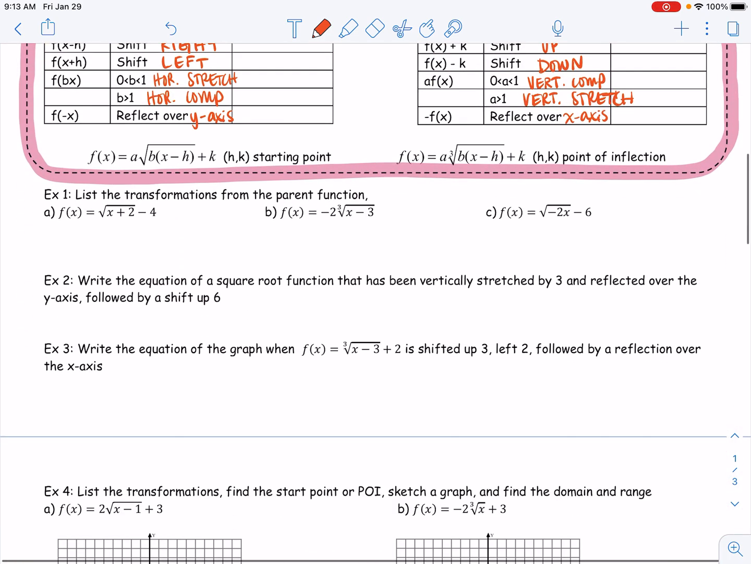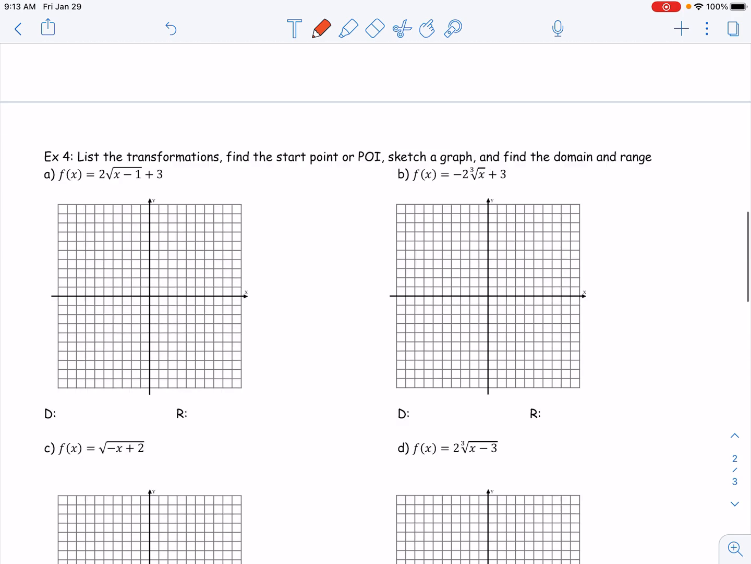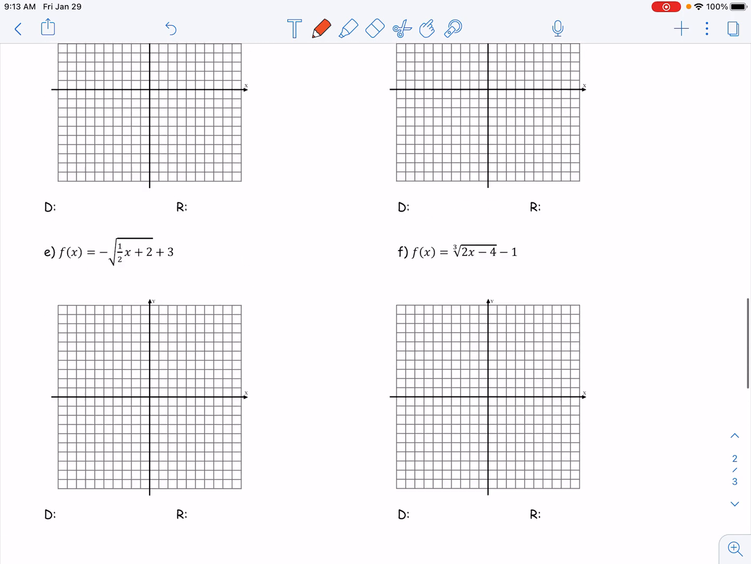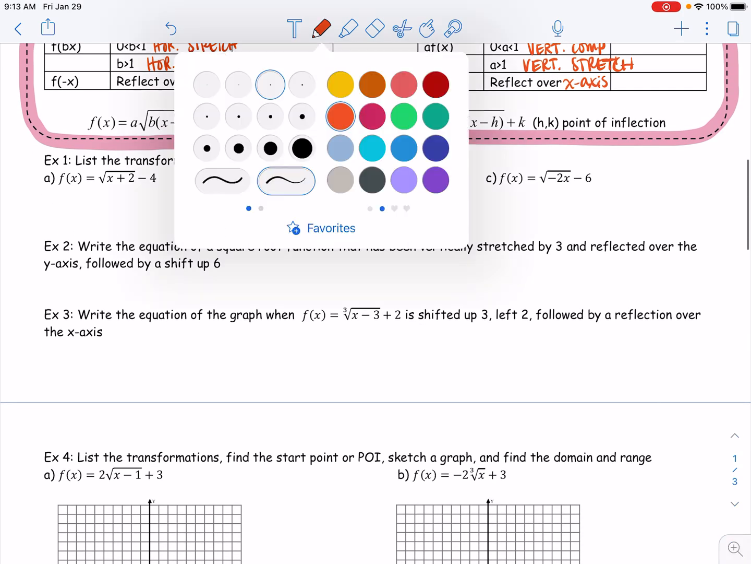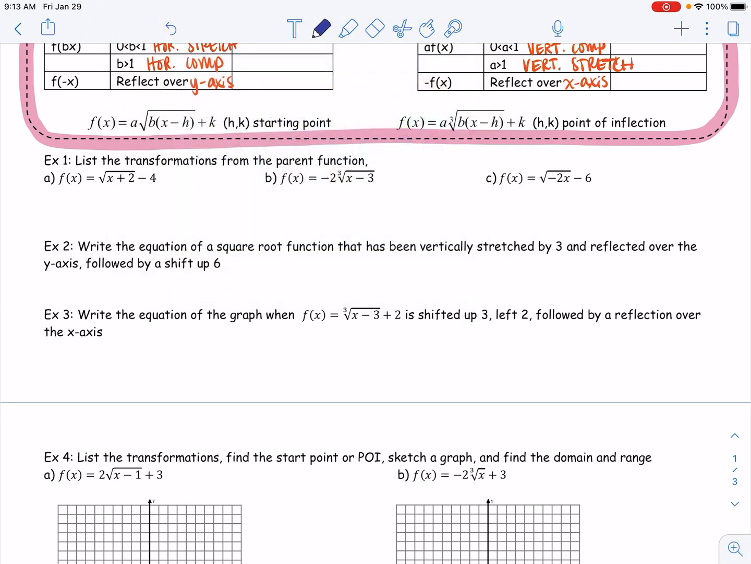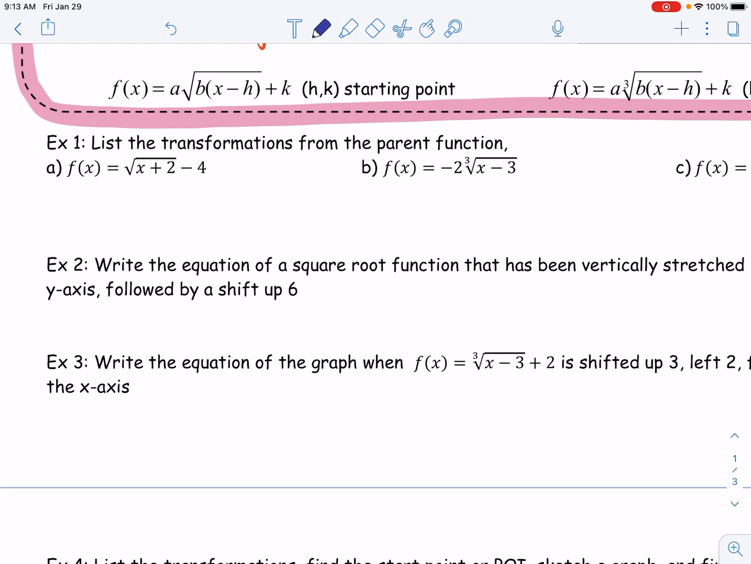And so that's what we're going to do here. We're going to list our transformations from the parent function. We're going to write some equations, and then we're going to go ahead and graph. Here we go. So the first thing they want us to do is just list the transformations from the parent function.